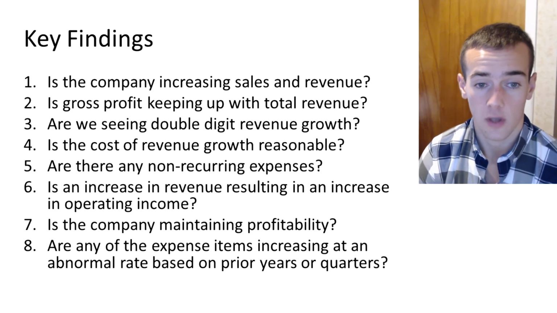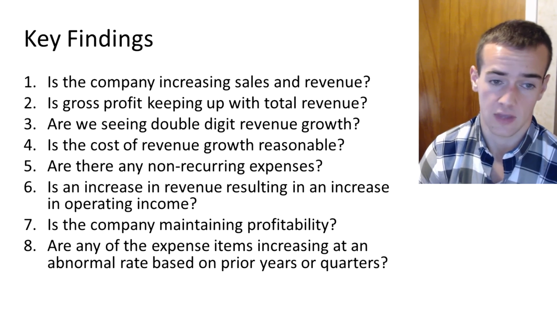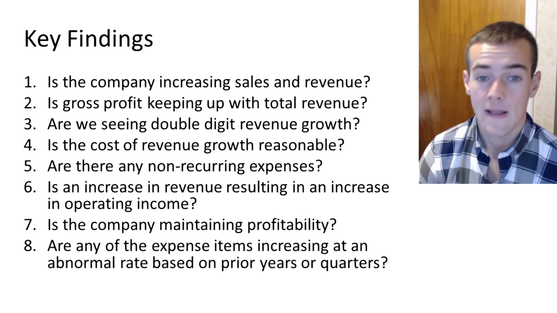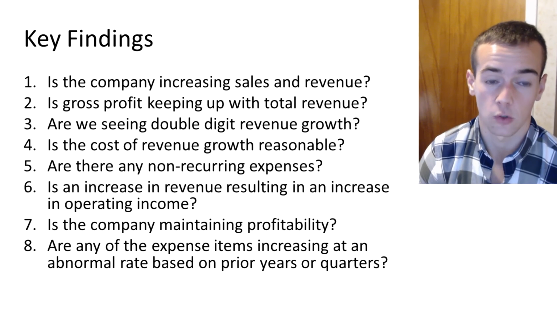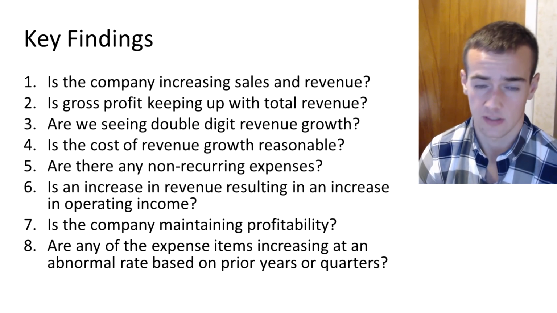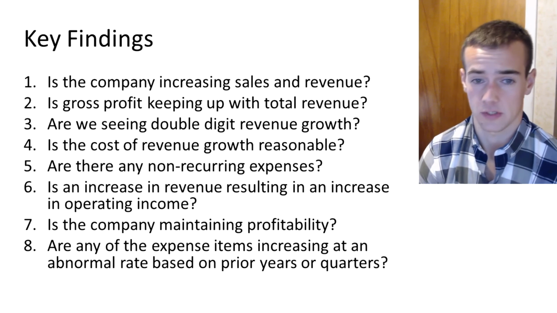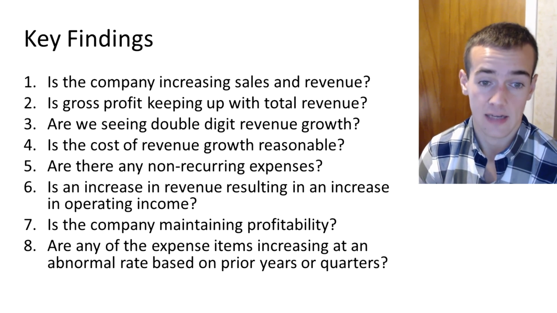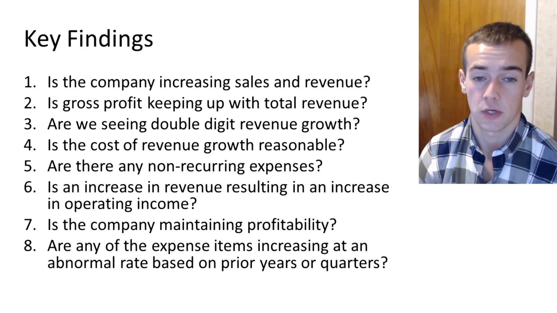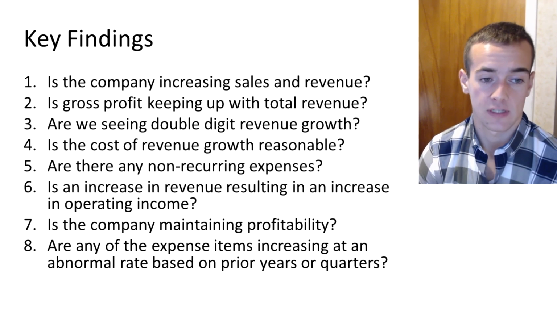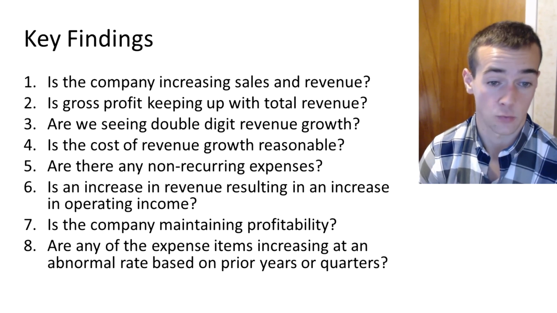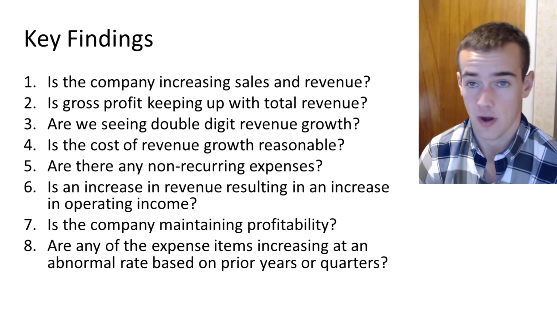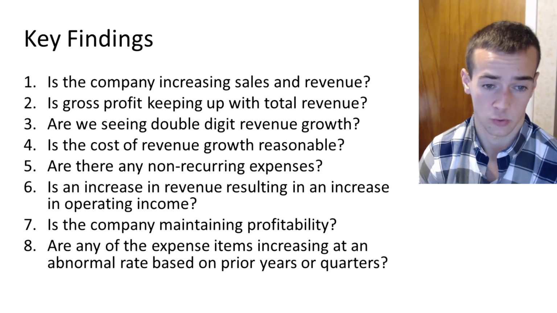Number 4, is the cost of revenue growth reasonable? Because if that cost of revenue growth is out of control, that may be eating into the gross profit, and then that may be why the growth of the gross profit differs from the growth of total revenue. Number 5, are there any non-recurring expenses? Because if you see a non-recurring expense, that is something you're going to want to investigate. Number 6, is an increase in revenue resulting in an increase in operating income? Because as revenue increases, you should see operating income increasing at a similar rate.